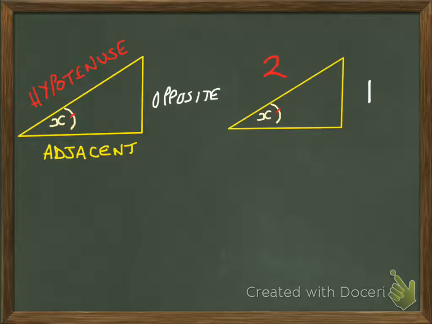Here I've put the triangle with the labels up, hypotenuse, opposite and adjacent, and I've also put up a triangle with two sides on it. And again, we're going to focus on the SOH bit here.